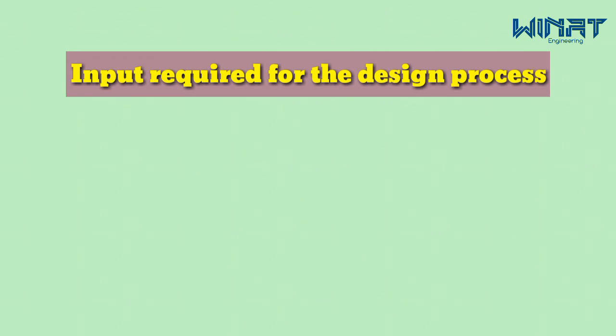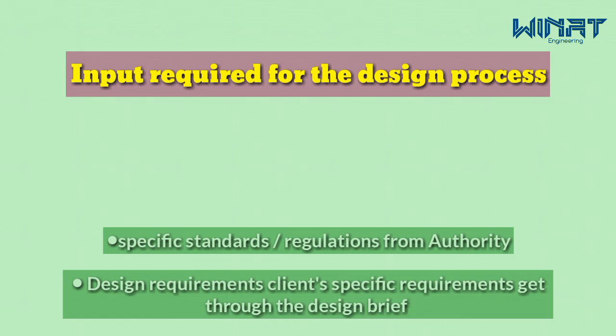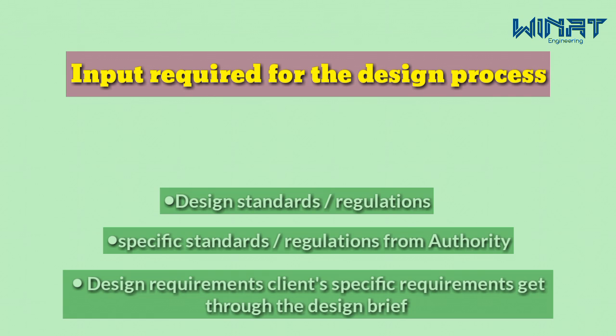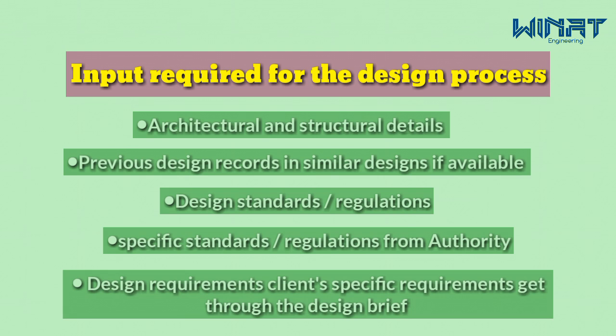Now we are going to discuss the inputs and raw things required for the detailed design. Number 1. Design requirement. We can find the client's design requirements from the design brief. Number 2. Specific standards and regulations from the authorities, such as the Power Supply Authority, Fire Department, Environmental Authority. Number 3. Design standards, regulations. Number 4. Previous design records, in similar designs if available. Number 5. Architectural and structural details. Generally we get these from architectural and structural drawings.